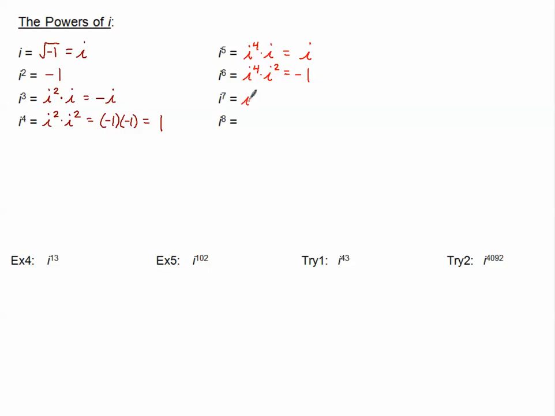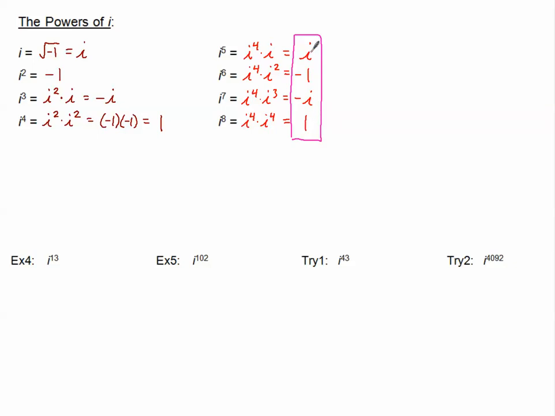i to the seventh we could break up into i to the fourth times i cubed. Again, the i to the fourth is just equal to 1. So ultimately i to the seventh is equal to i cubed, and i cubed is negative i. And finally, i to the eighth, I could write it as i to the fourth times i to the fourth, which would be 1 times another 1, which is 1. And here is our pattern that repeats every single time, every fourth time: i, negative 1, negative i, 1.